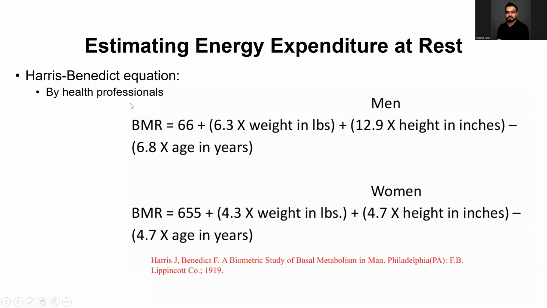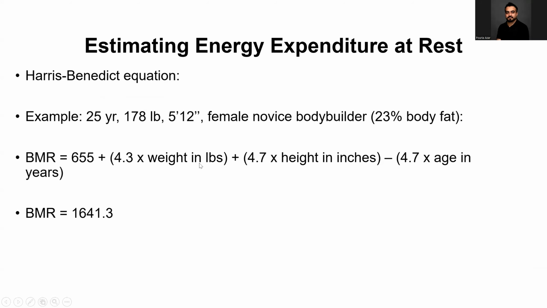The Harris-Benedict equation is most of the time used by health professionals. And here is the formula. This is for men and this is for women. And also we can use the body weight in pounds, height in inches, and age in years. And here is the example, again the same example for the female bodybuilder. If we put it in the formula, we get the basal metabolic rate.